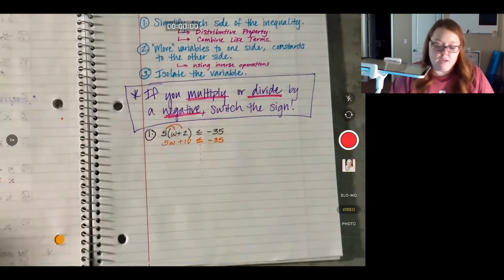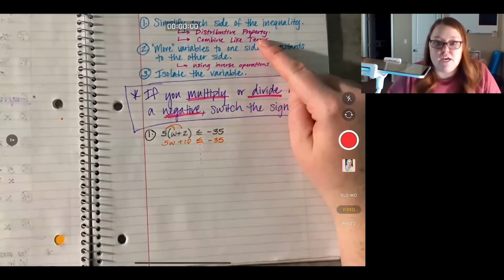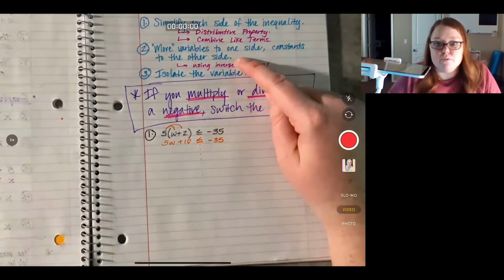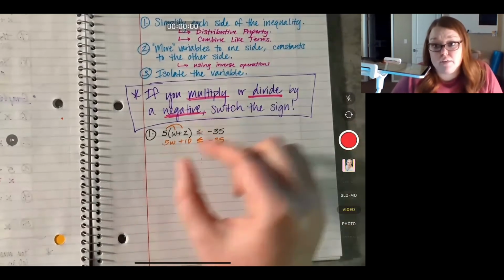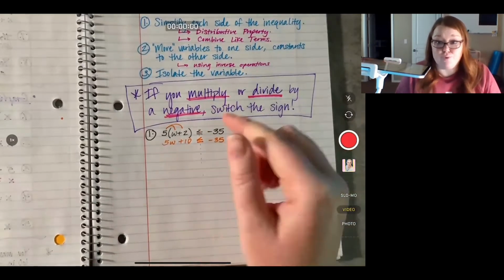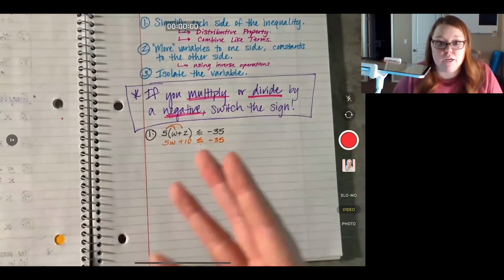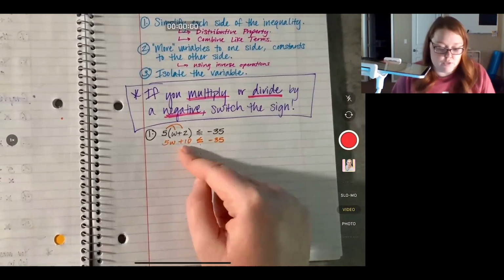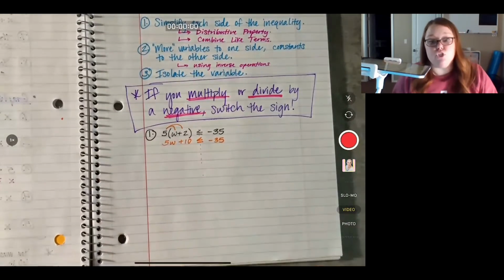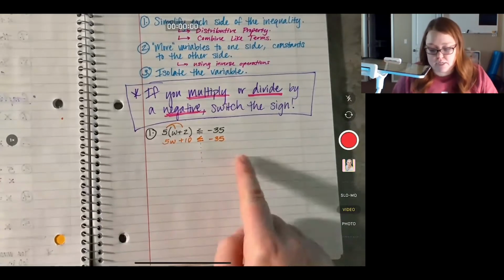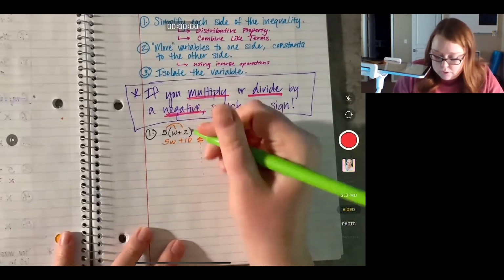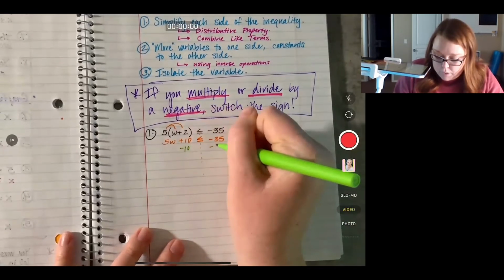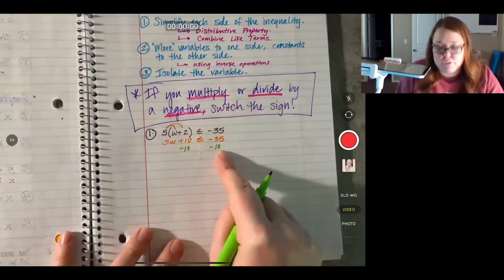All right, so we simplified each side. Now we're going to make sure that variables are on one side and everything else is on the other. Well, locate your variables. Your variables are already on the left. There are no variables on the right. So we didn't have to do anything extra there. But now you're going to want to move all of your constants to the other side, which would be the right side in this case. Since it's a positive 10, you would subtract 10. Whatever you do on one side, you have to do to the other.